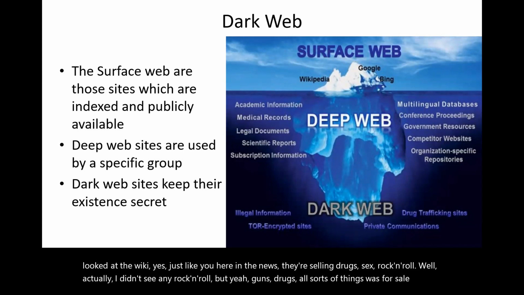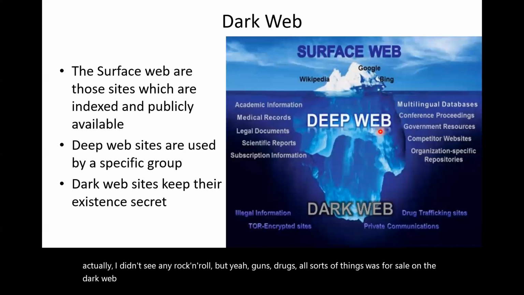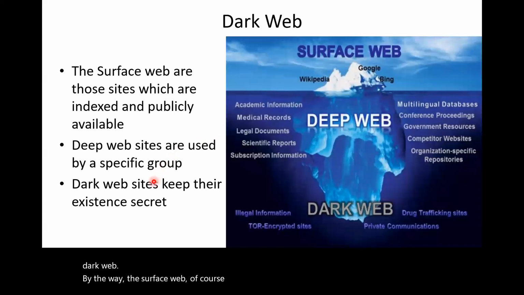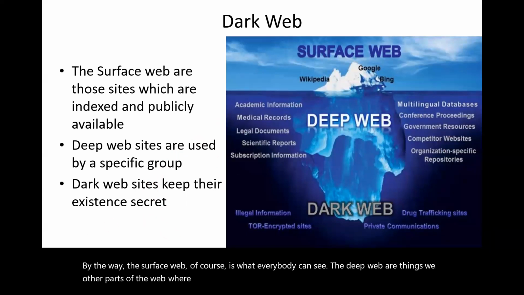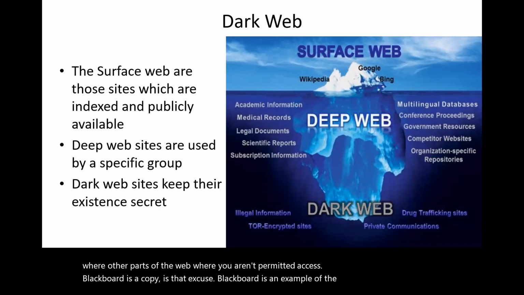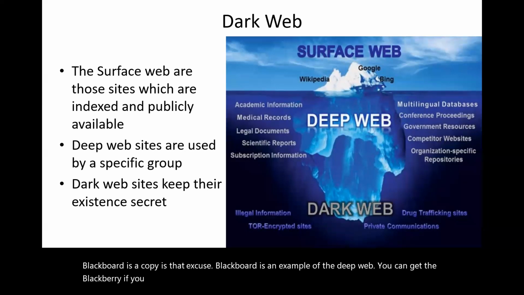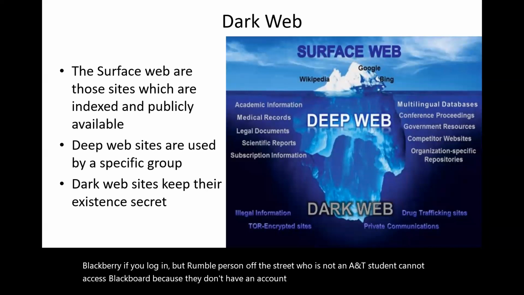By the way, the surface web, of course, is what everybody can see. The deep web is other parts of the web where you aren't permitted access. Blackboard is an example of the deep web. You can get to Blackboard if you log in, but a normal person off the street who's not an A&T student cannot access Blackboard because they don't have an account. So that's deep web stuff, but not dark web.